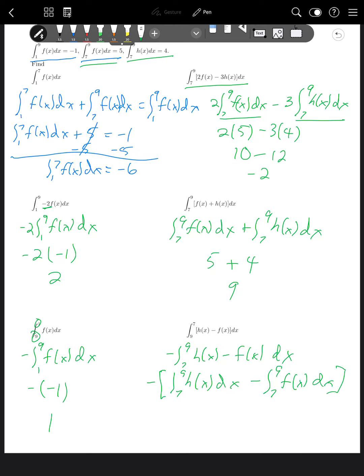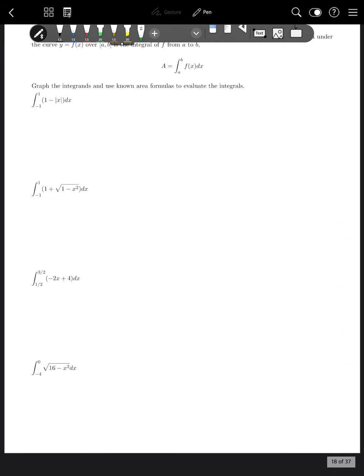And the negative still applies to the whole thing, which is why I added the brackets. And now we can substitute. So h of x over that interval is 4. F of x over this interval is 5. So this is negative 1, which is 1. So those last two are actually equal to one another. Okay, so that's just using some of the rules. Now what we're going to build into is the idea of actually finding areas with these things.